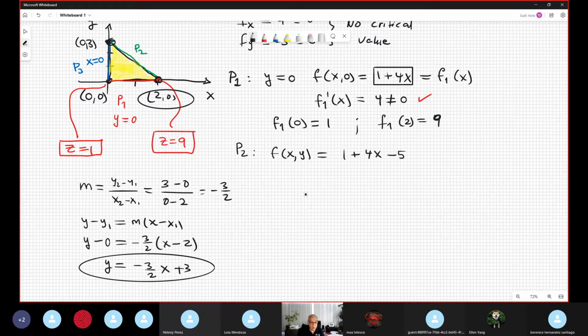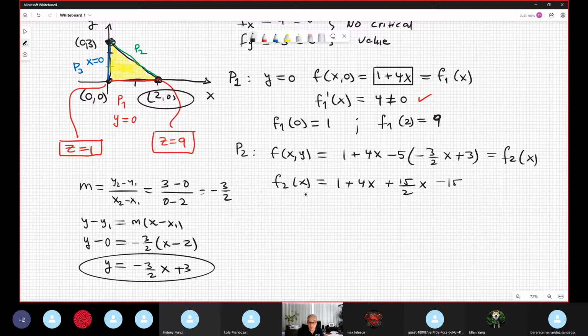So instead of y, you put this, which is minus 3/2 x plus 3. Cool? So now I call function 2 depending on x only. Okay, so f2, depending on x only, is 1 plus 4x plus 15 over 2x minus 15. Therefore, f2 of x is equal to 23 over 2x minus 14.